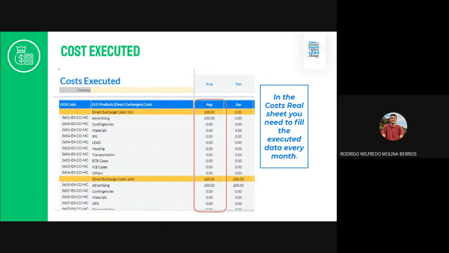Then we have the cost executed, which is mostly the same as the revenues. You have to collect all the data of the costs that you have during the month, place it in the correct month column, and divide it depending on the chart of accounts.